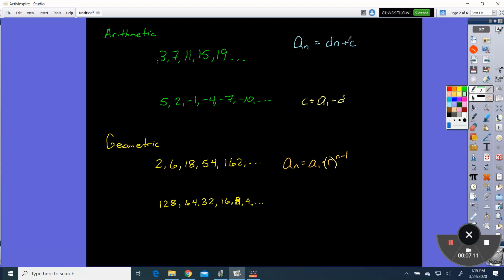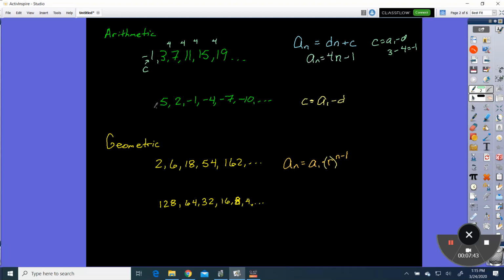Remember this C really stands for the term before. So 3 to 7 is 4. 7 to 11 is 4. 11 to 15 is 4. 15 to 19 is 4. So what's 4 less than 3? Well, that would be -1, and that is C. You really could have used C equals a_1 minus d. So 3 minus 4 is -1. So this C is going to be replaced with -1. There's always an n, that's like your x, and the difference is 4. So there's my equation, a_n equals 4n minus 1.